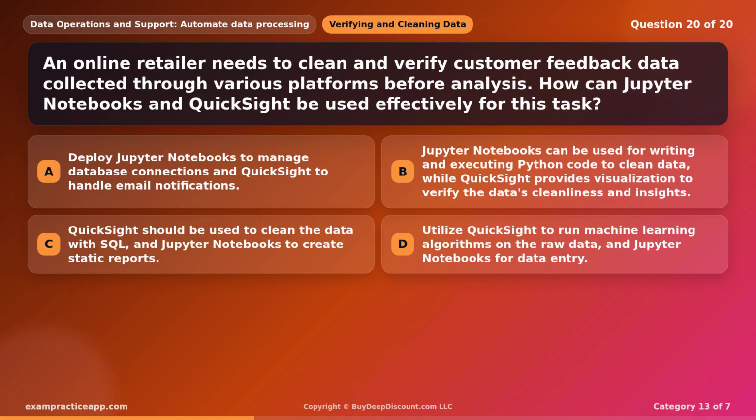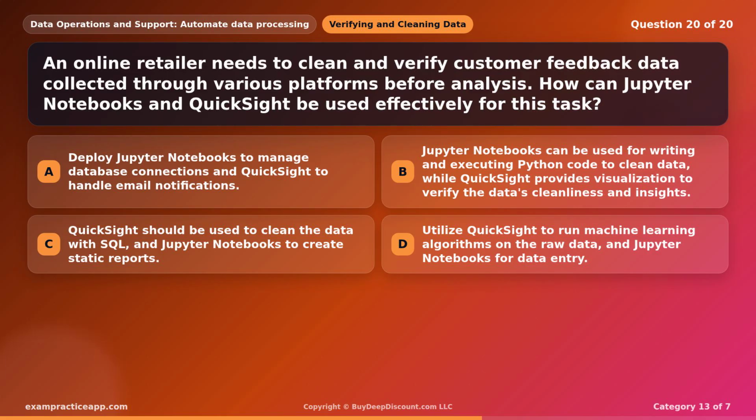Option C. QuickSight should be used to clean the data with SQL, and Jupyter Notebooks to create static reports. Option D. Utilize QuickSight to run machine learning algorithms on the raw data, and Jupyter Notebooks for data entry. Take a moment to choose your answer. The correct answer is option B. Jupyter Notebooks can be used for writing and executing Python code to clean data, while QuickSight provides visualization to verify the data's cleanliness and insights.